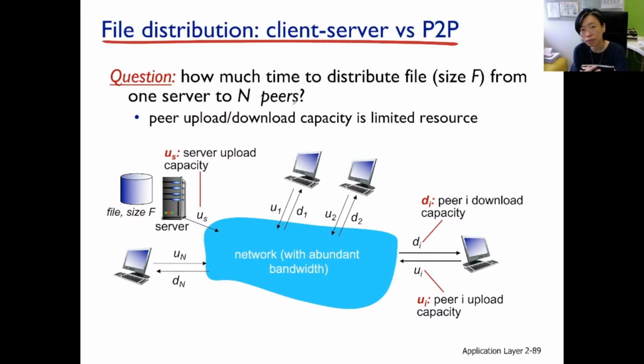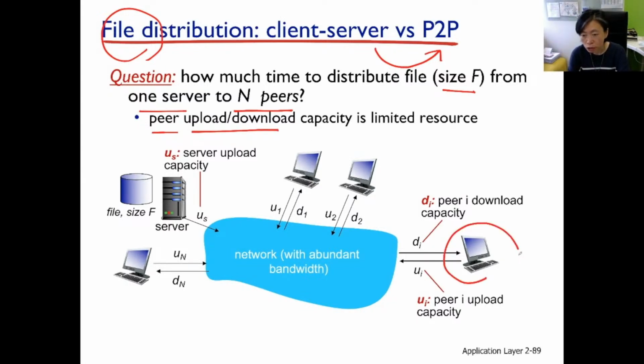Okay, before we talk about all these P2P application examples, let's talk a little bit more about the benefit of shifting from the client-server paradigm to the P2P paradigm. There must be a reason why people choose to do P2P instead of client-server. And we're going to use a very simple example to distribute a file from one server to end users. Each of these users will be limited in terms of the uplink as well as downlink capacity.